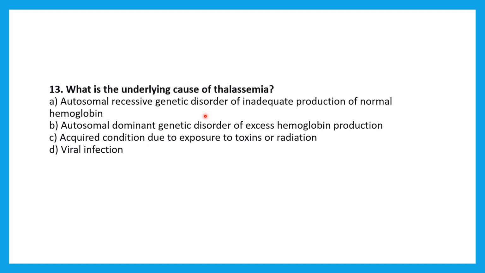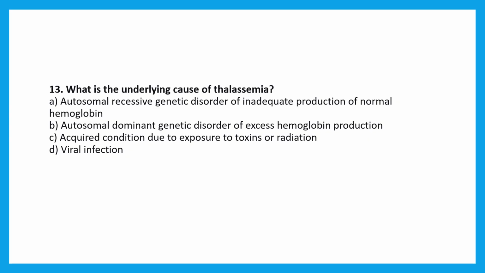What is the underlying cause of thalassemia? A, autosomal recessive genetic disorder of inadequate production of normal hemoglobin. B, autosomal dominant genetic disorder of excess hemoglobin production. C, acquired condition due to exposure to toxins or radiation. And D, viral infection. Which one do you think is the underlying cause of thalassemia among the choices that we've just mentioned?